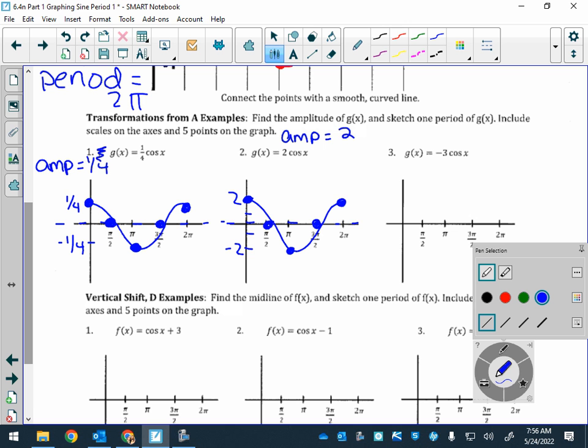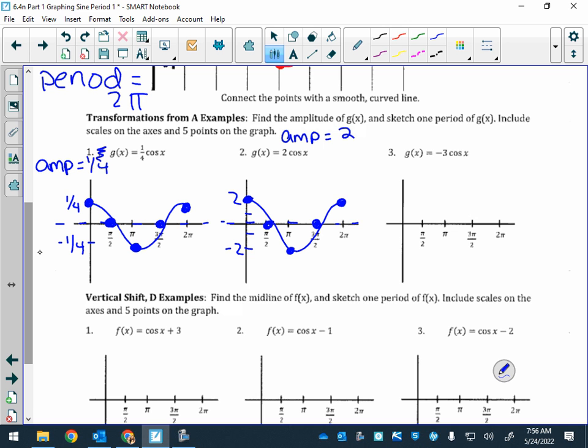All right. So for number 3, what is our amplitude? 3, but what's happening? There is a reflection. Again, midline is still the same. So from here we count 3 above, 3 below.